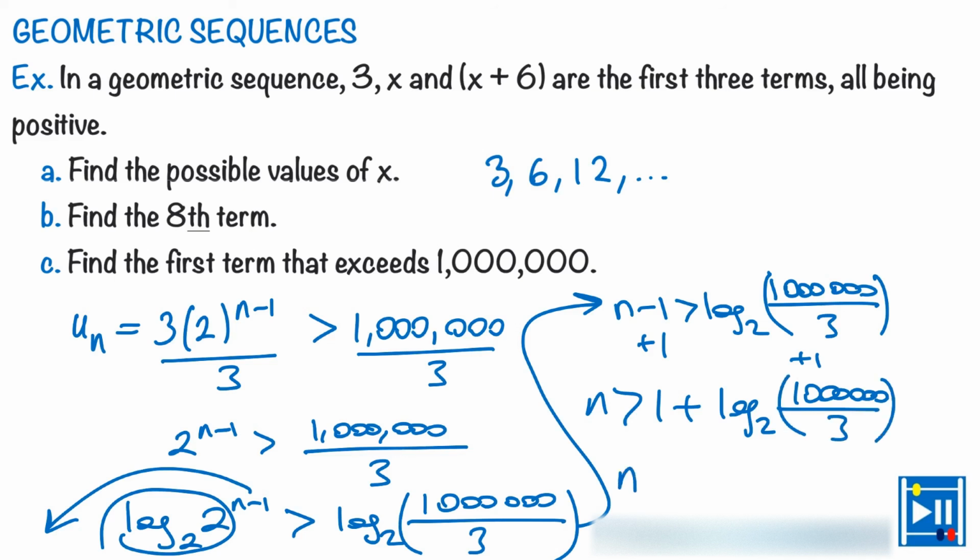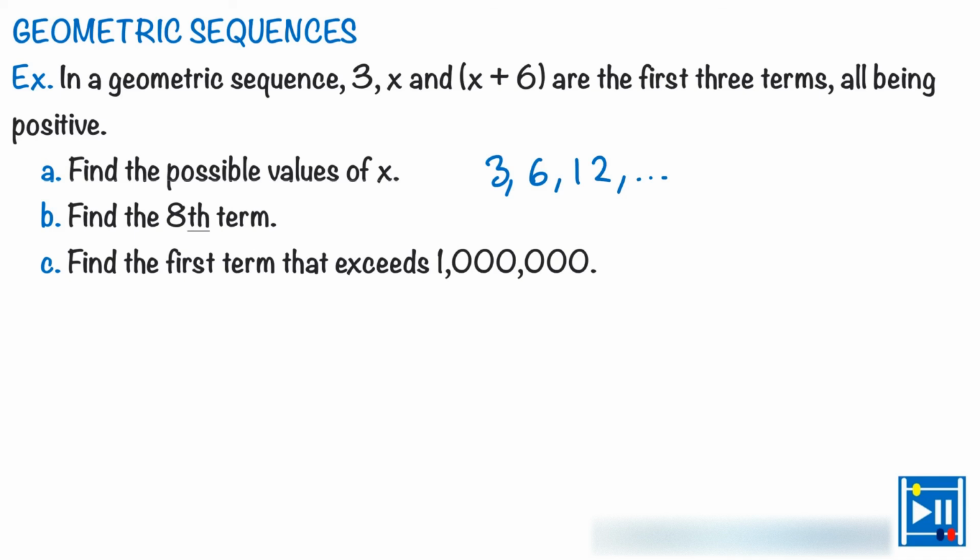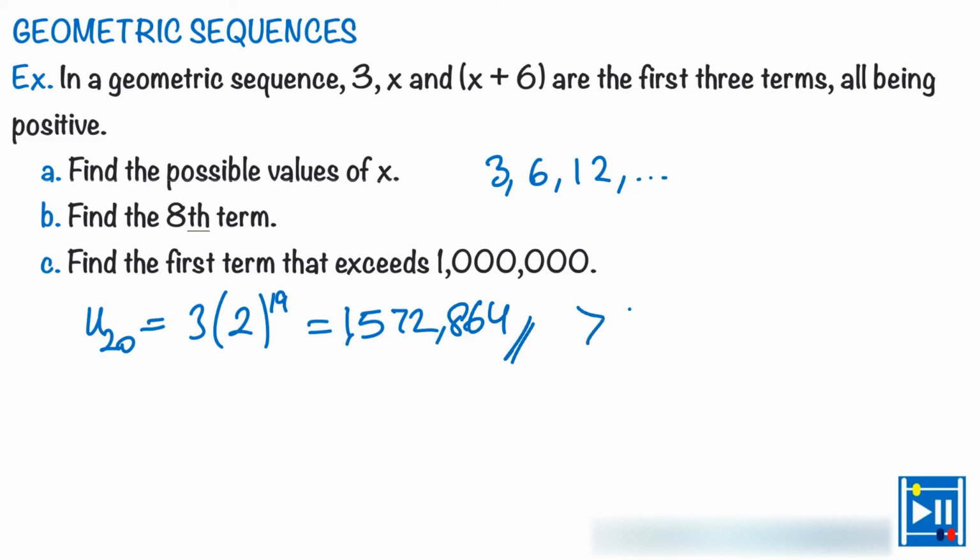Now, if I calculate this, I'll get n is greater than 19.34 and so on, which means n must be equal to 20. So the 20th term will be the first term that will exceed 1 million. So if we check this out, we end up with 1,572,864. So yes, this is bigger than 1 million for sure.